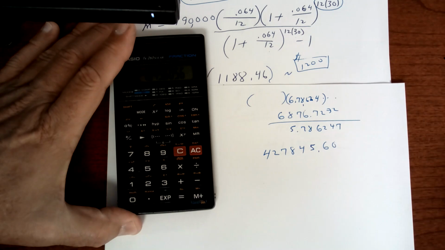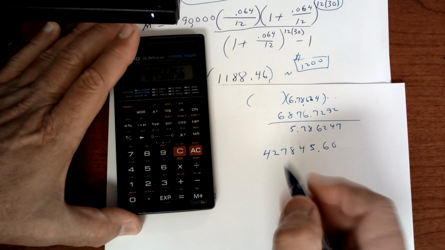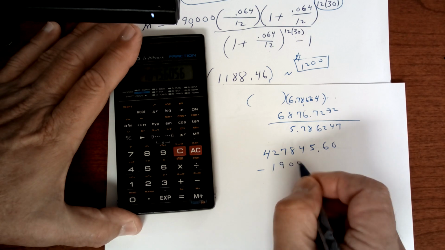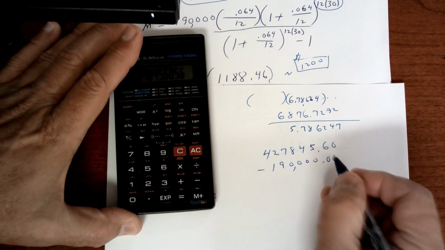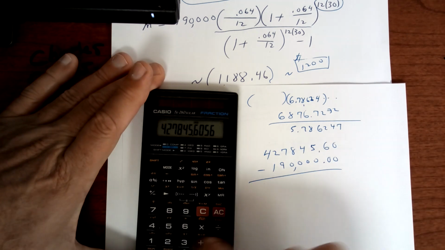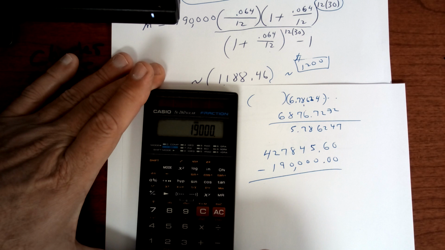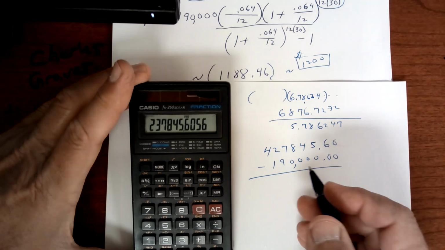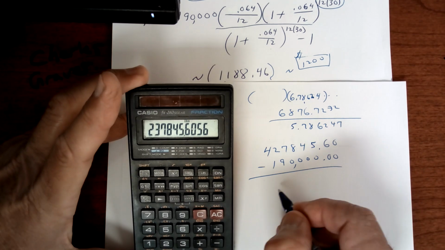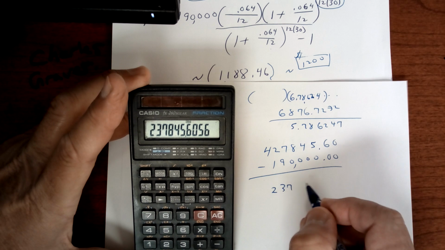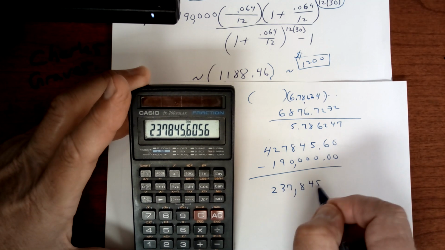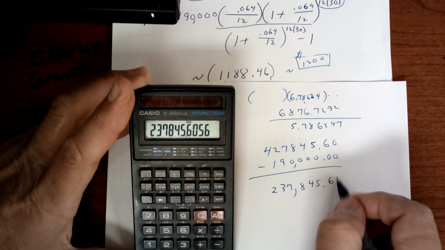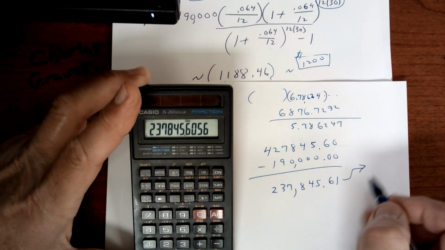Okay? Minus the amount of money you borrowed, which is $190,000. And that's going to give you the interest. So minus 190,000. So you threw away $237,845.61 out the window. Gone.